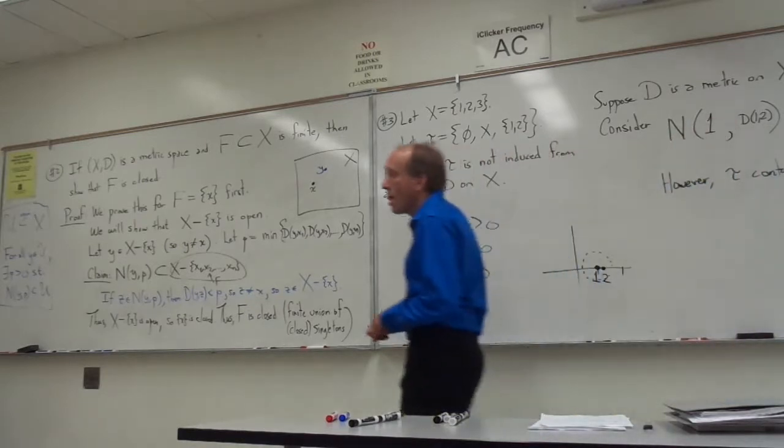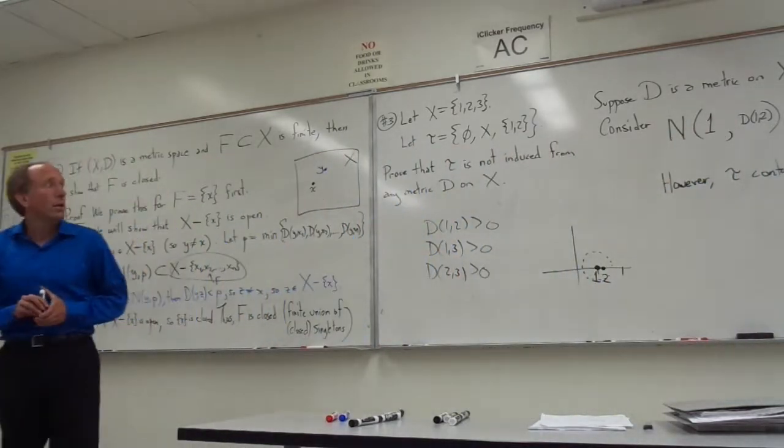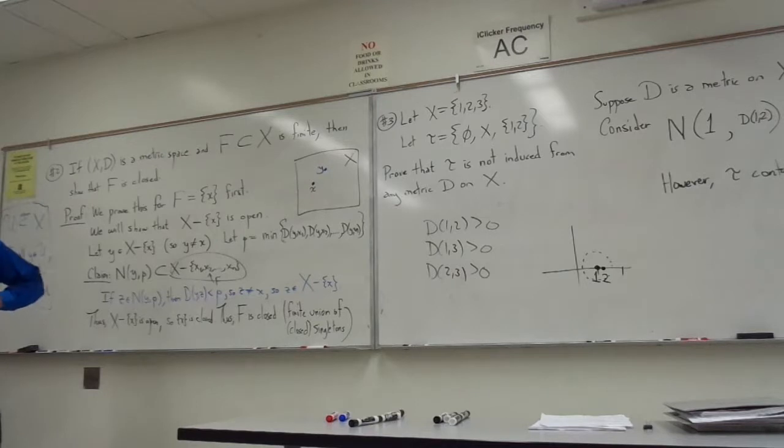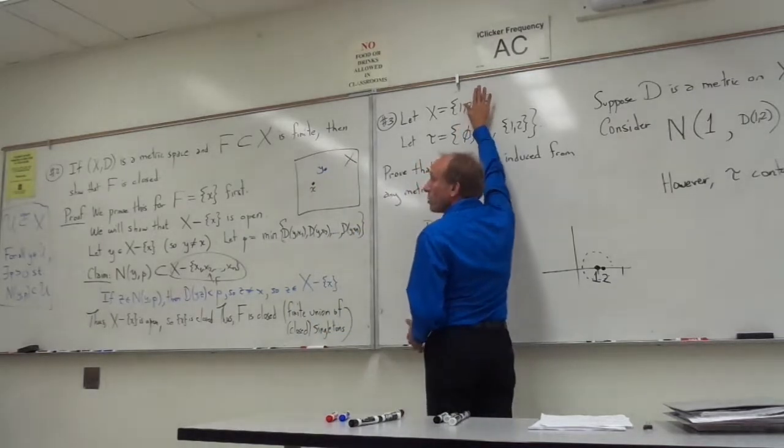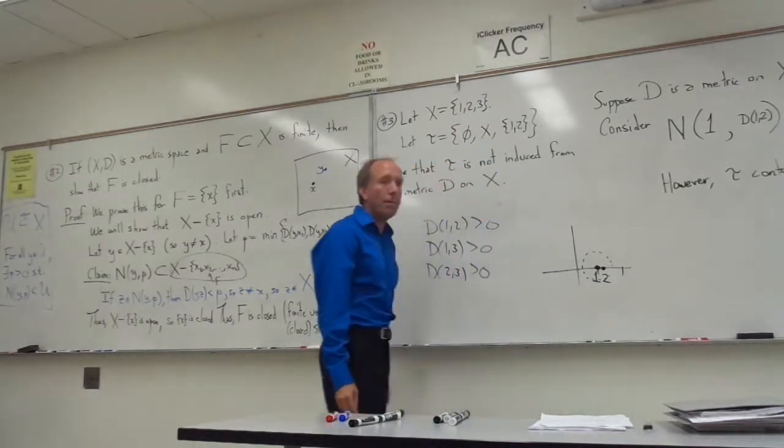Yeah, Zane? Could you also have done a neighborhood centered at 3, and then whatever your radius is going to contain 3, which is in our topology? Yeah, I could have done that as well, right? This one would work if there was no 3 in the problem at all as well. So, yeah, it's a good one.